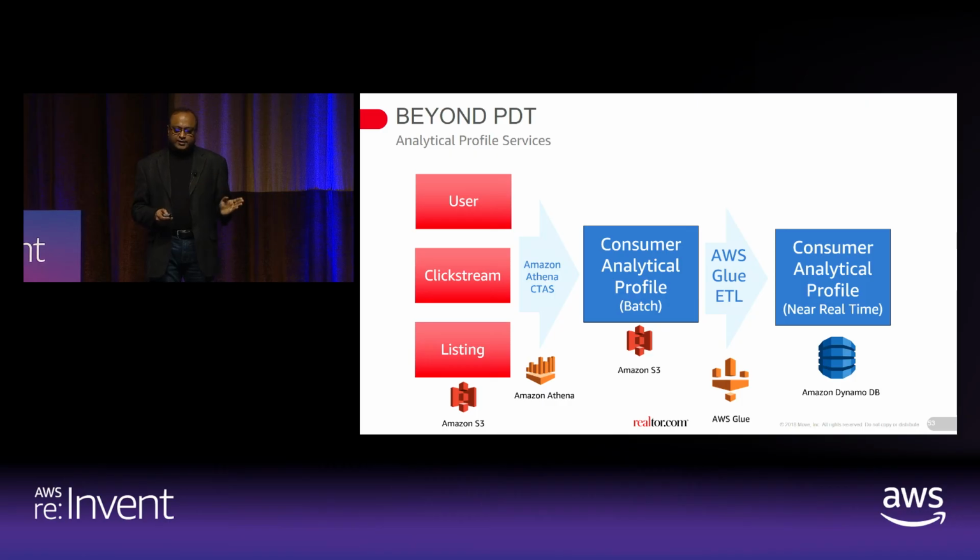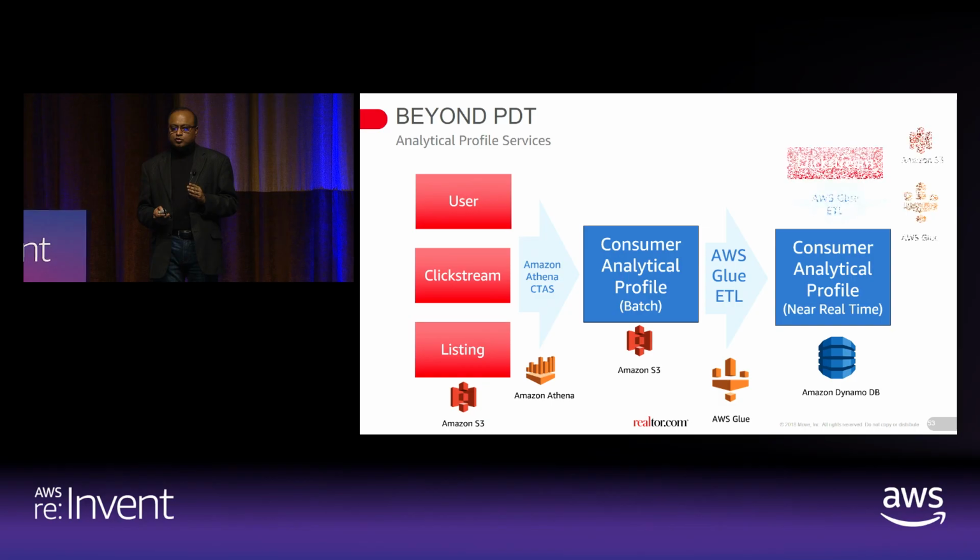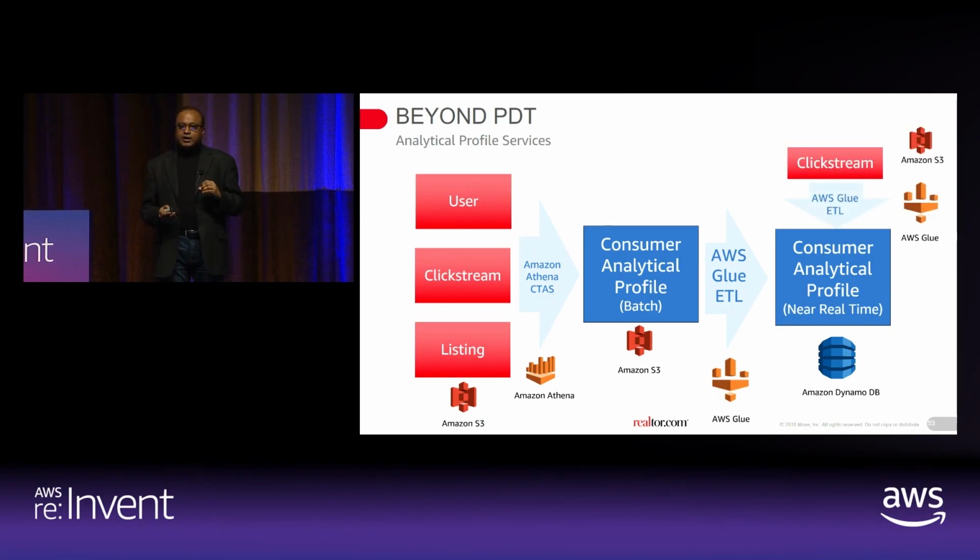So to move data between S3, where Athena has brought it in, and Dynamo, we use AWS Glue ETL. And once the batch profile is in Dynamo, we also have clickstream coming in every 5 minutes on S3. We have an AWS Glue ETL, which is running near real time and updating the consumer analytics profile.